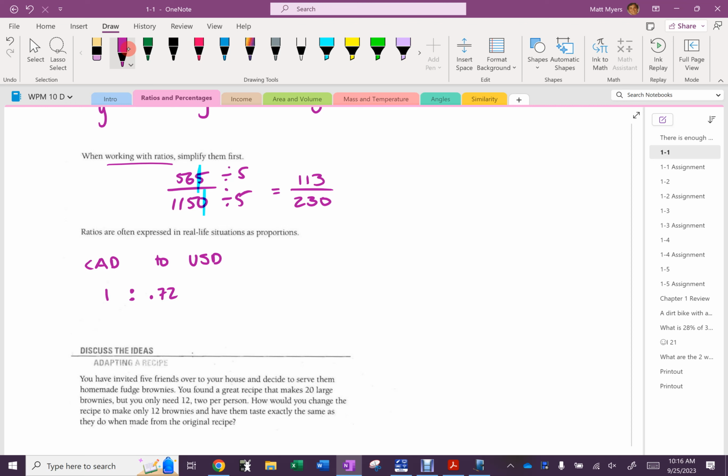Okay? So I would write 1 compares to 0.72 in US dollars. Mr. Myers, that's a decimal. I know. Does it look different? No. Doesn't this look different than every other ratio we've done? Yep. Okay, so it looks different. Are we going to do the same math? Yeah. When something looks different, we still do the same math. So how do I write that in such a way as to be able to do math with it?